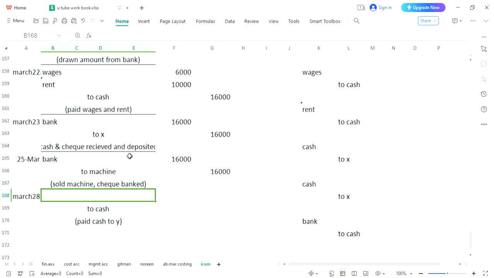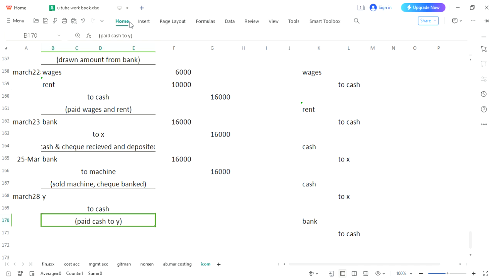The person to whom you have paid this cash was your account payable. He was your liability. But as you have paid, he is no more your liability. Liability decrease. Decrease in liability should be debited. Name of Y would be written on debit side. So entry for paid Y cash is Y to cash.